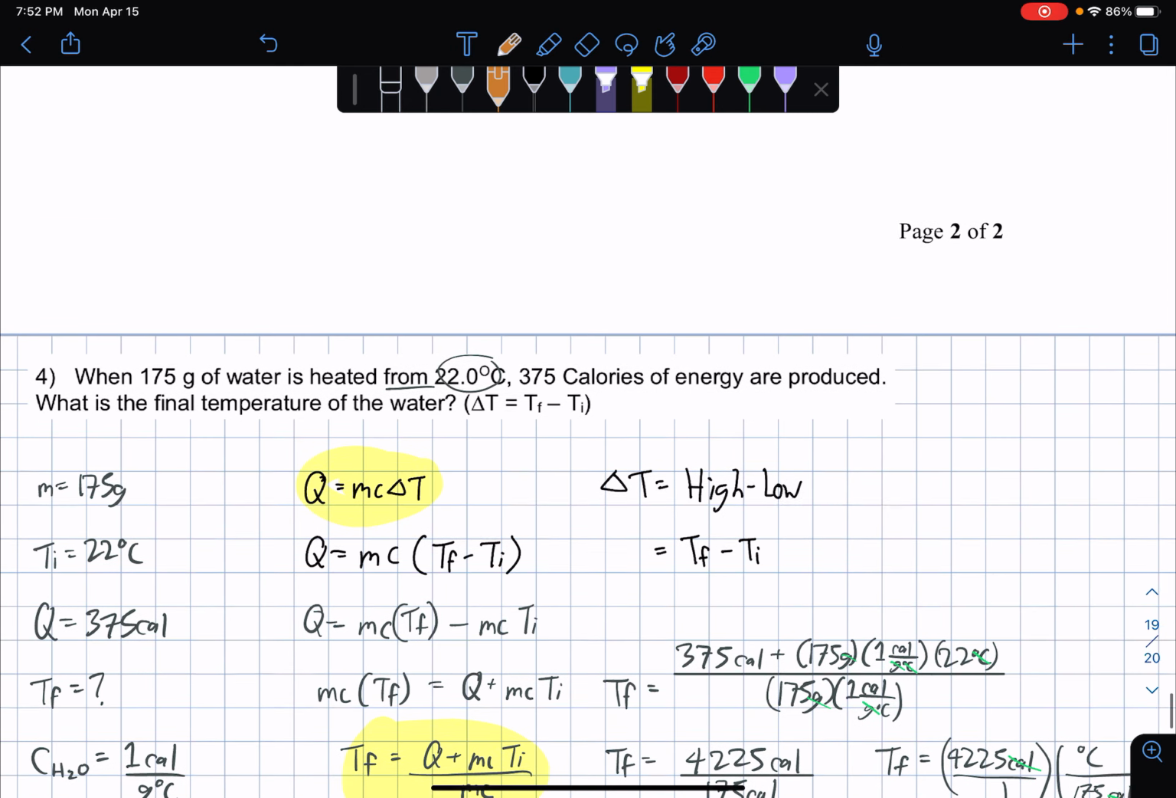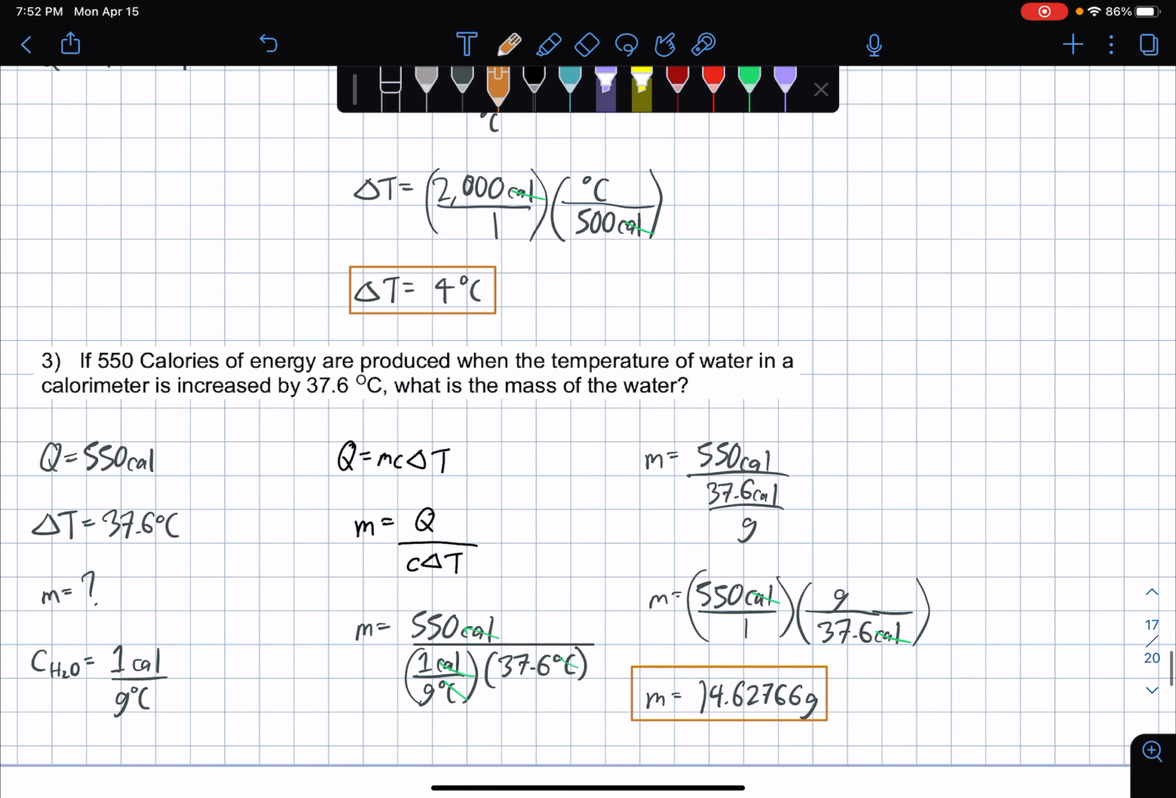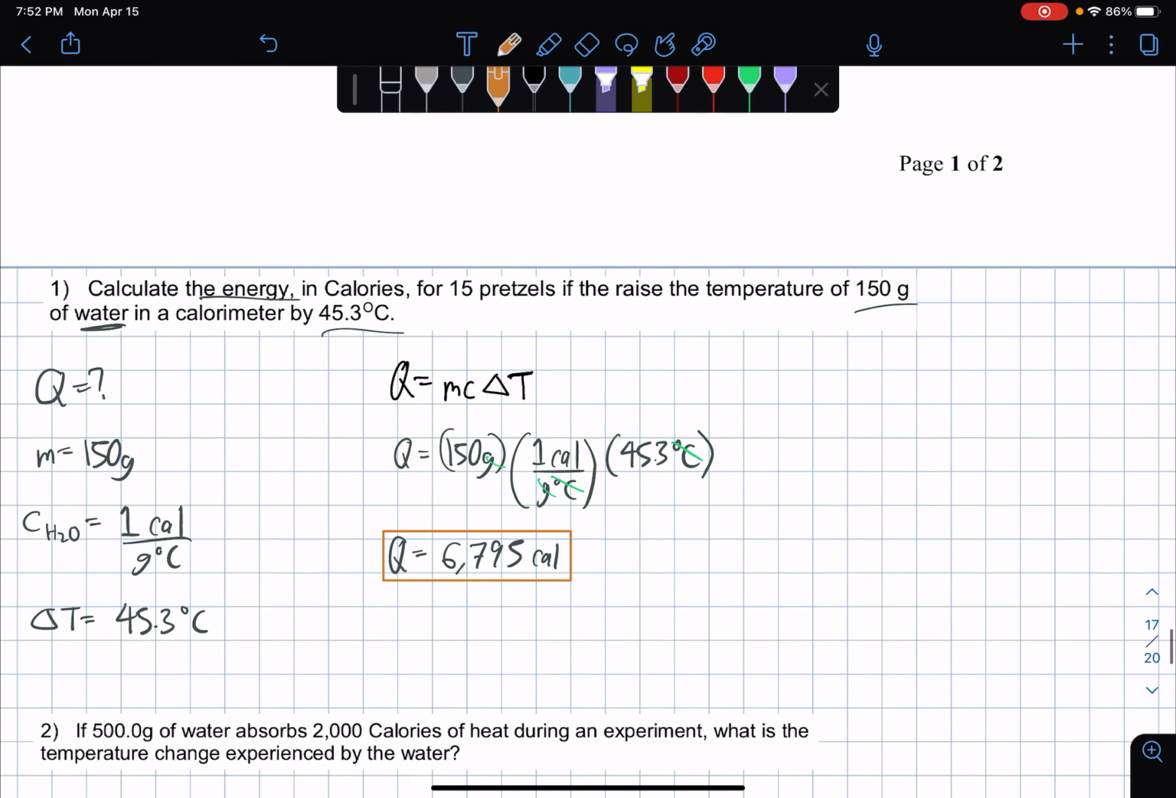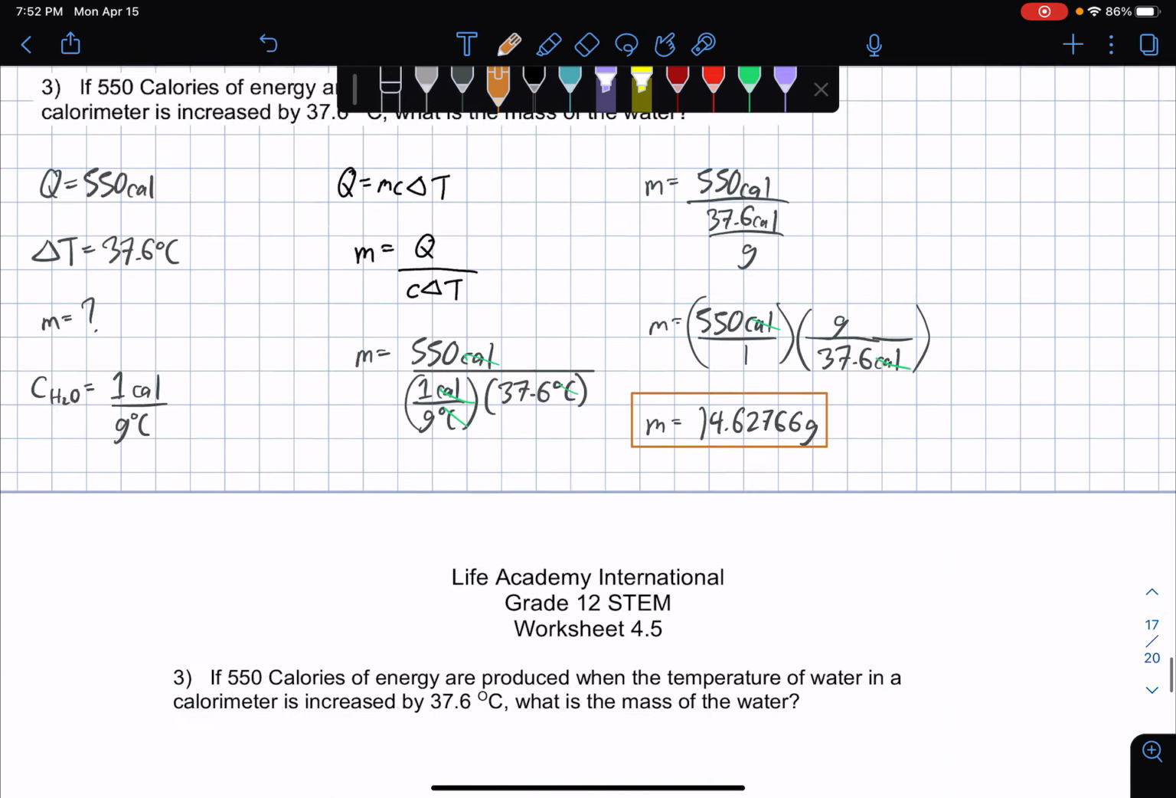That's number 4. How about number 3? What did I get for number 3? Okay, so far so good. Number 2, number 1. Okay. Number 5.